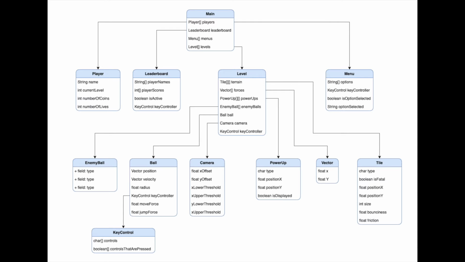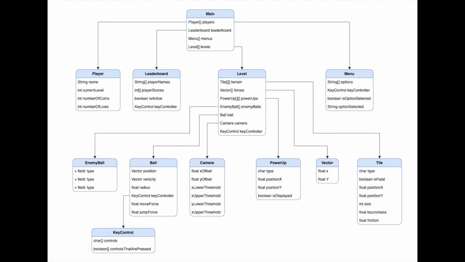Let's now take a look at some of the code in the game. I thought the easiest way to give an overview of the game's construction was to do a simple class diagram showing the most important fields for each class. We can see that the very top box, which represents the main program class, consists of an array of players, a leaderboard, an array of menus, and an array of levels.